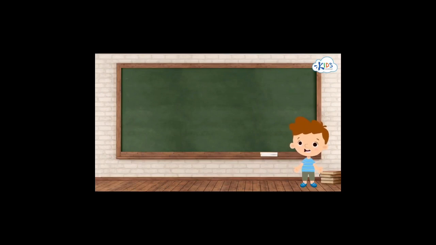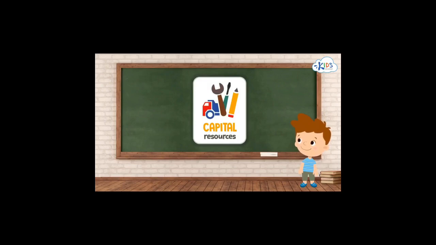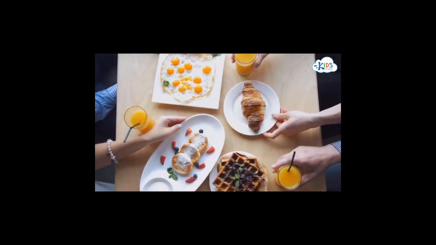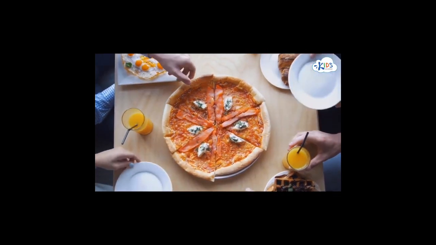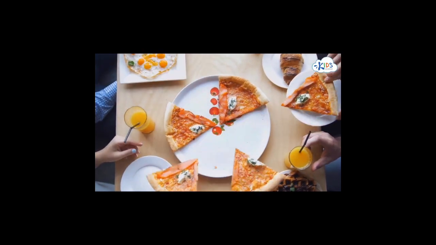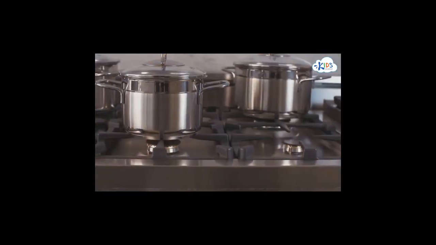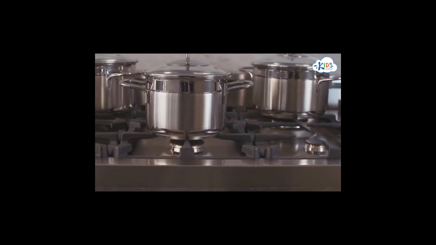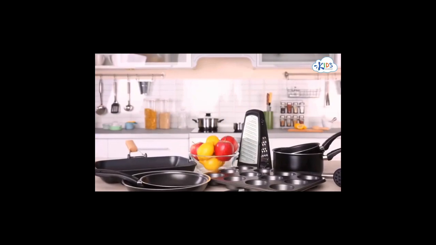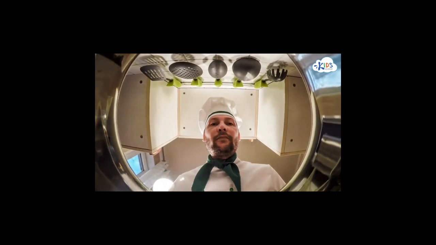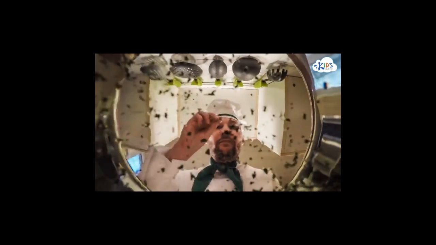What about capital resources? Capital resources are goods that are made and used to provide a service. When you go to a restaurant, you are served food. But did you know that there are special tools and equipment needed to make your food? Like stoves? Exactly. Stoves, pots, and cooking utensils, such as knives, are capital resources. Chefs need them in order to do their jobs.